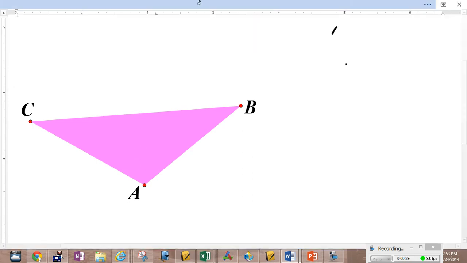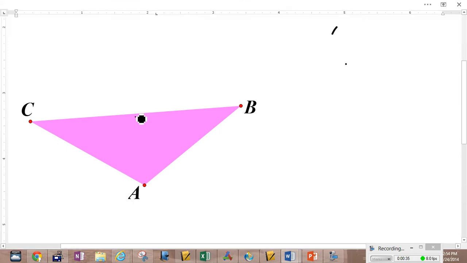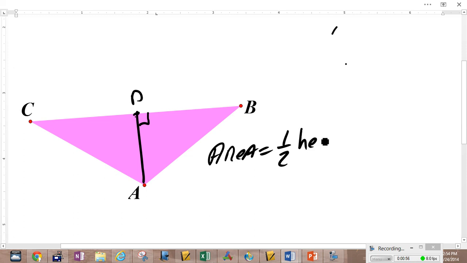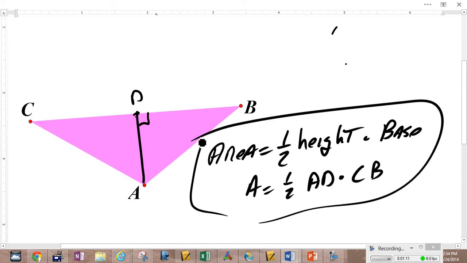Let's get a pen here. Okay, we'll draw in the height. And once the height is drawn in, here's my height. Of course, my height reaches from one vertex to the opposite side at a right angle. So we'll say that that means at D, and then I therefore know, I remember my area for a triangle is 1/2 the height times the base. Okay, so that's area is 1/2 that AD length times the base, which is CB. All right, so that's fine.